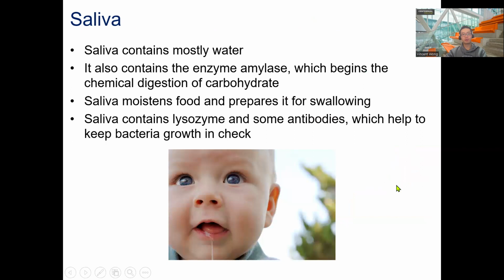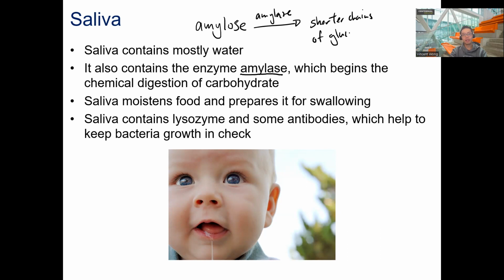So what's saliva for? Well, it's mostly just water, but it does contain a little bit of an enzyme called amylase. You remember amylose from last semester? Amylose is a long chain of glucose, basically found in starch in most cases. And the amylase will start to break down the amylose into shorter chains of glucose, or even into individual glucose. So that is chemical digestion.